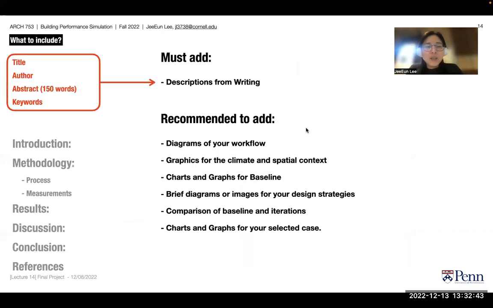And the poster. The poster is two 11 by 17 pages. Here on the first page, you need to add the title, author, abstract, and keywords. So it can be just the same as the written paper. You must add that, but other things are really up to you. You're recommended to add some diagrams of your workflow and probably some graphics for climate and spatial context, something like a map or anything. And you can also add some charts or graphs for the baseline.